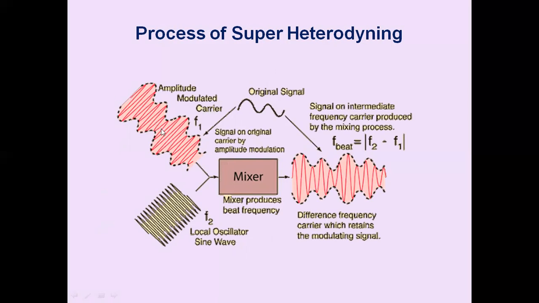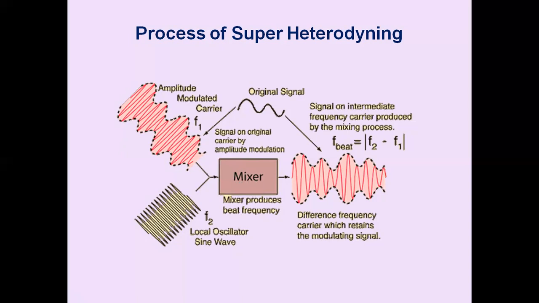This is the incoming signal. It is an amplitude modulated signal. Let me call it F1. The frequency of the received signal is F1 or Fs. And we need to generate a local oscillator signal F2 or F0. These two are mixed in the mixer. Mixer is nothing but a nonlinear device.